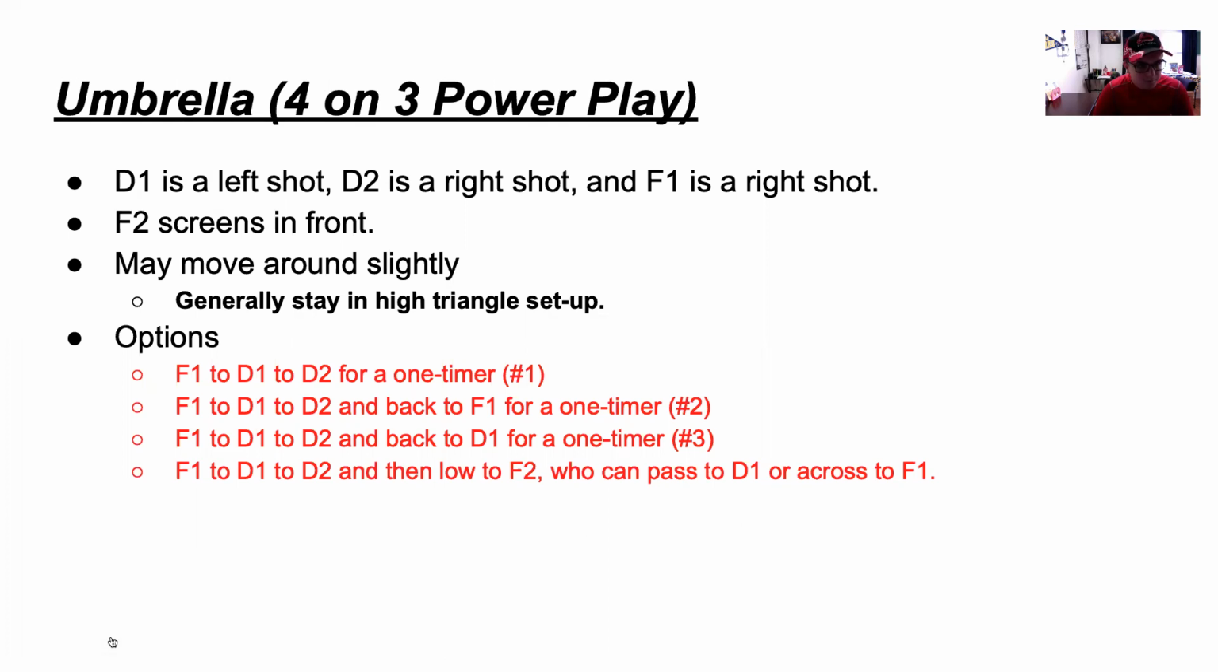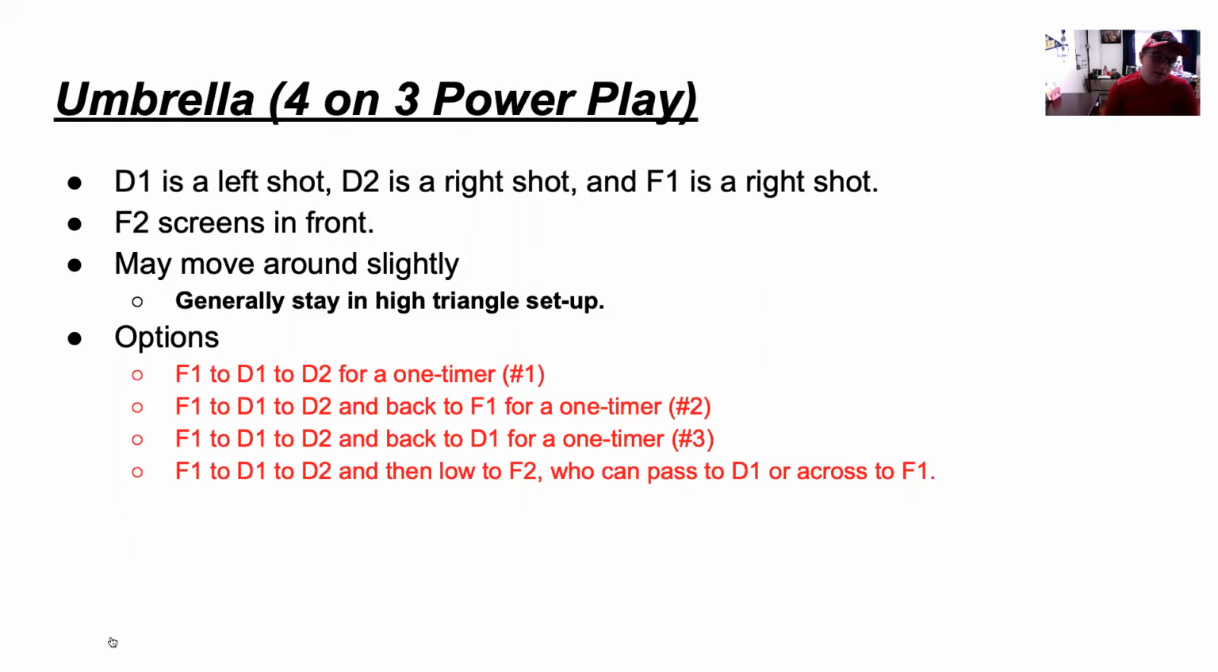They may move around slightly, which means generally stay in a high triangle setup. So this is where the penalty killers are. They're going to be in a triangle setup. Now we want to be in a triangle setup too. We're going to have some more space to work with, especially on a 5-on-3, but in this case we're in a 4-on-3.